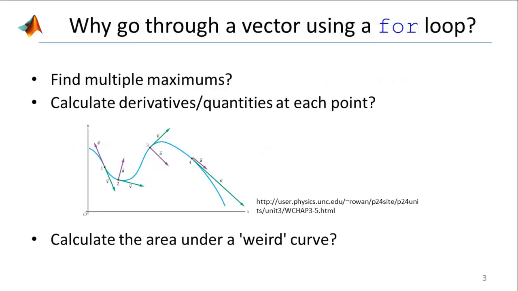But why would we want to go through a vector by looking at each element individually? Well, here are some applications. Maybe there are many maximums, so different bumps on your curve, and you'd like to find those. Or maybe you want to calculate derivatives or quantities at each data point, such as the acceleration in a vector. Or look at a curve that is weird. It doesn't have a function, but we still need to find the area. And that's the example that we will look at today.